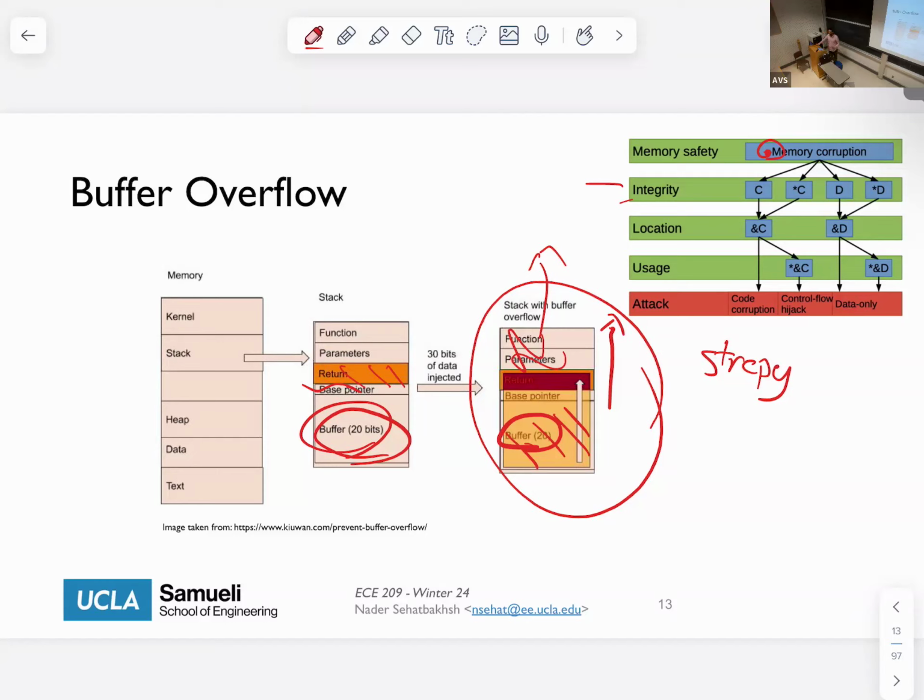But how you actually write good code that doesn't have those problems is out of scope of this class. For those of you who are more interested in higher level, software level topics, that's an interesting and important area of research.